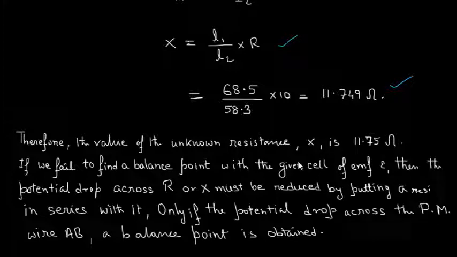If we fail to find the balance point with the given cell of EMF E, then the potential drop across R or X must be reduced by putting a resistance in series with it. Only if the potential drop across the potentiometer wire AB is sufficient, a balance point is obtained.